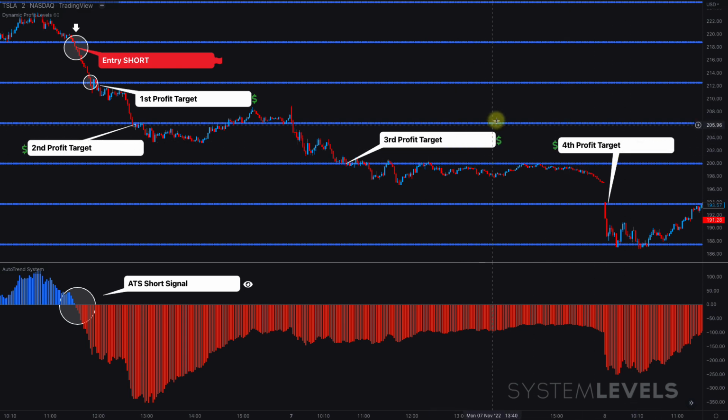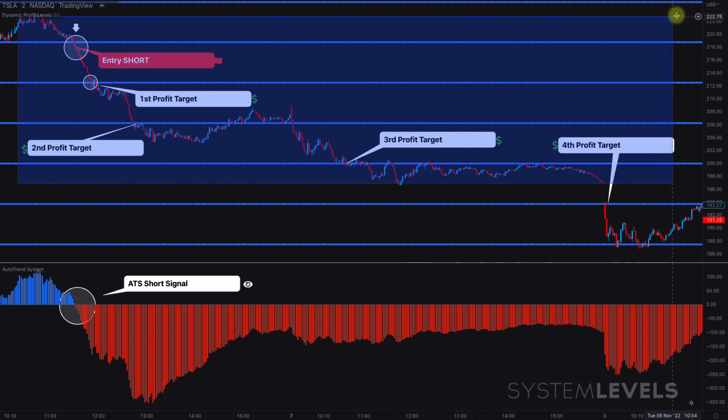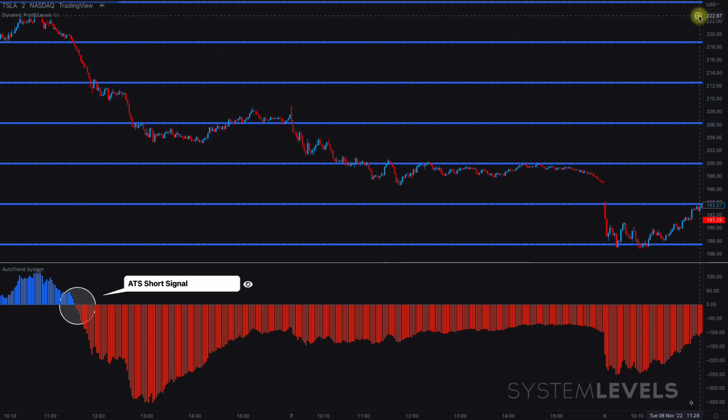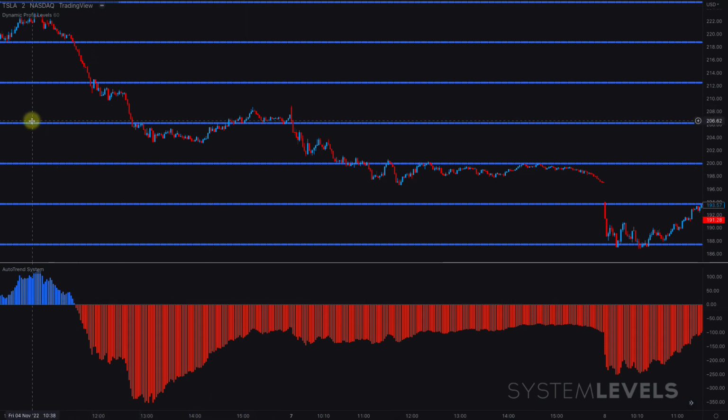I'm gonna go ahead and delete all of these annotations so we can go over step by step together and see how the trade progressed. So let's zoom in here.